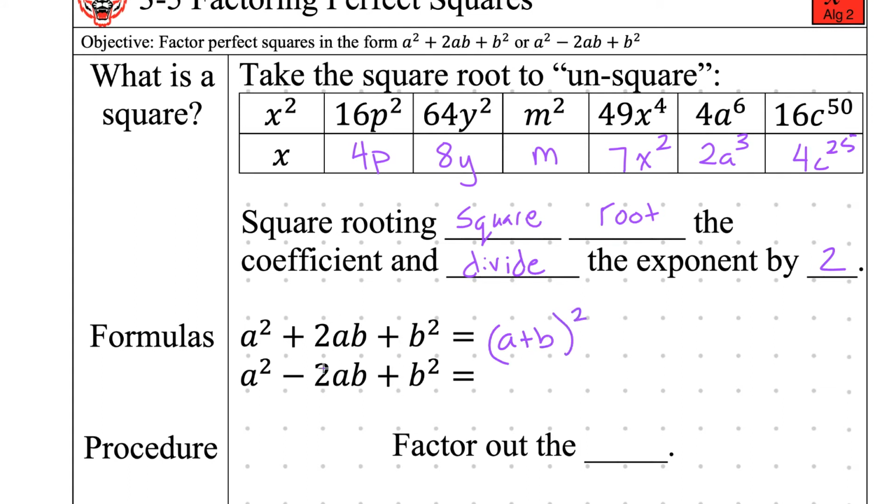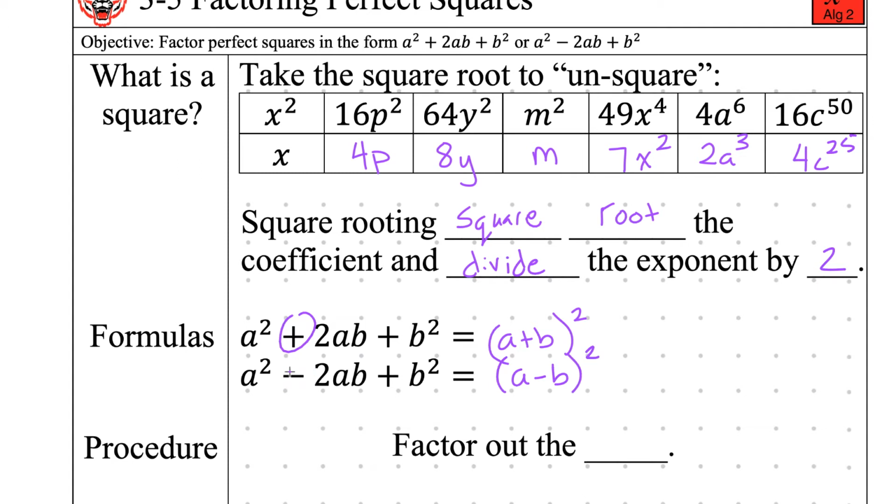And you can probably take a guess, since this one has a minus sign, the next formula is going to be what? A plus b. Not quite. It's going to be a perfect square, so it's going to be something squared. What's going to go in here? A minus b, there it is. Those are the only two differences. One's a plus, one's a minus. And the only thing that's going to affect is one's a plus 2ab, one's a minus 2ab.